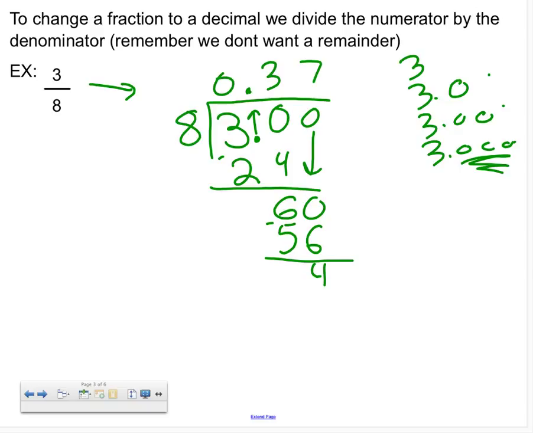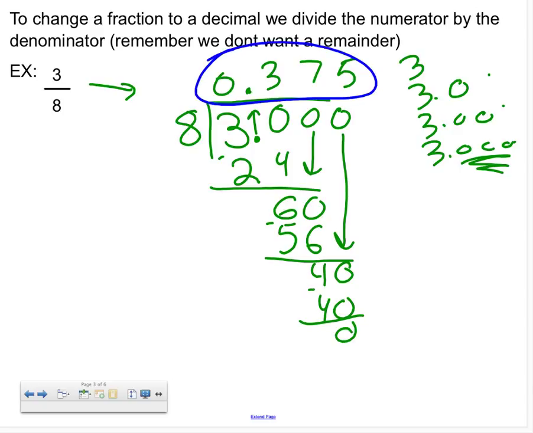Still not done yet, so I'm going to tack on another 0 and bring it down. I'm just going to keep doing this until I get no remainder, or until I figure out that it's going to go on forever, or if there's a pattern to it. But luckily for me, 8 goes into 40 exactly 5 times, which ends the division, and in fact gets my decimal. So the decimal form of 3 over 8 is 0.375, or 375 thousandths.